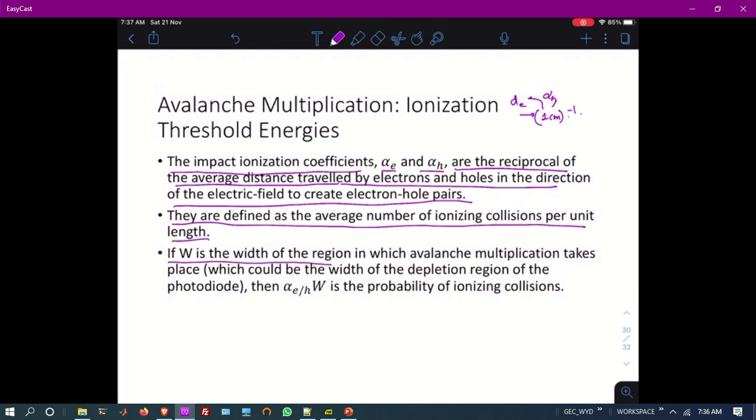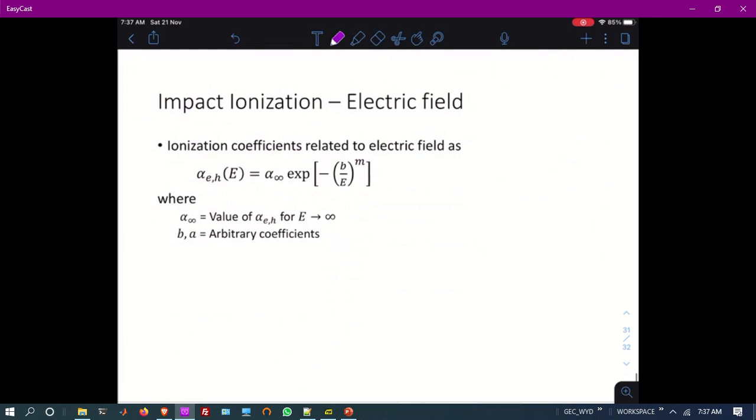If W is the width of the region in which avalanche photomultiplication takes place, which could be the width of the depletion region of the photodiode, then alpha e or h times W is the probability of ionizing collisions. We don't know whether an electron produced by the photon will collide and create a new electron hole pair. It can or it cannot. How probable the pair creation is, is given by the multiplication of the width of the depletion region and the impact ionization coefficient.